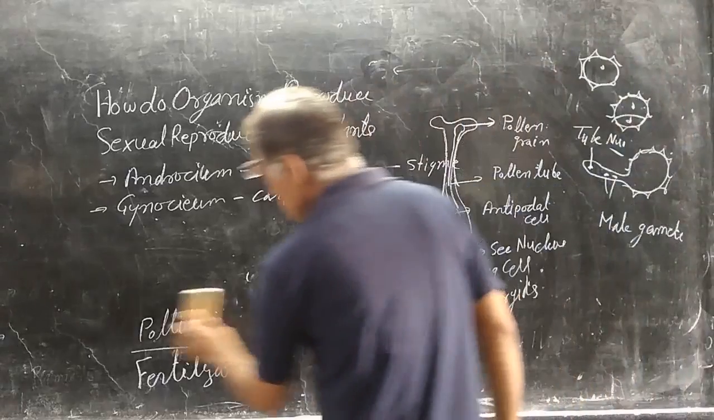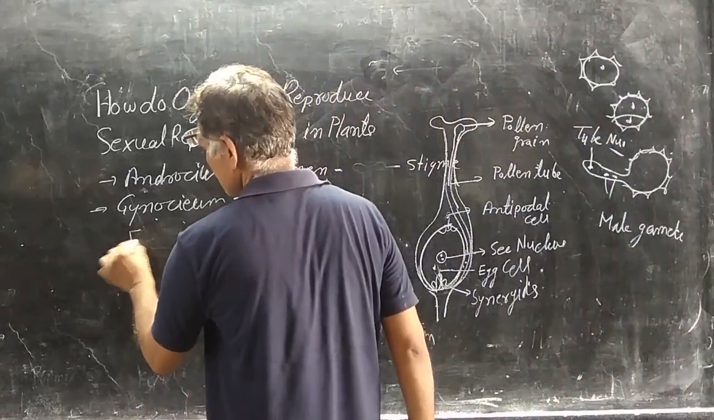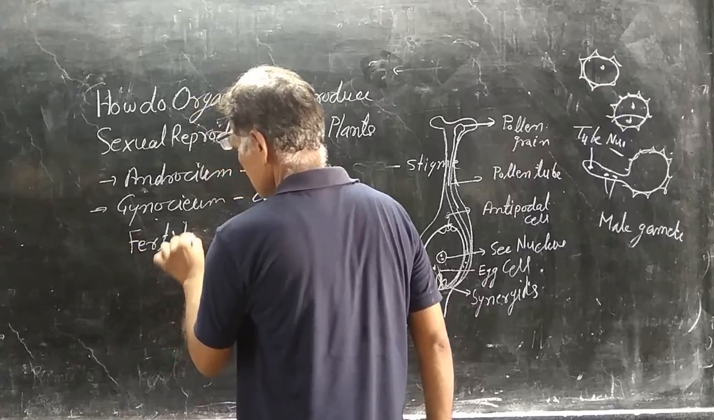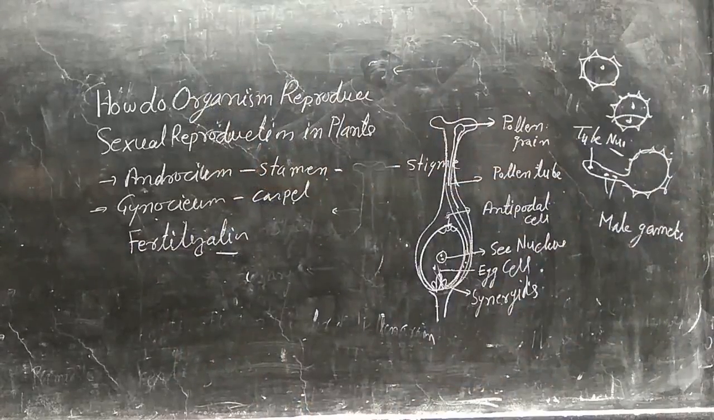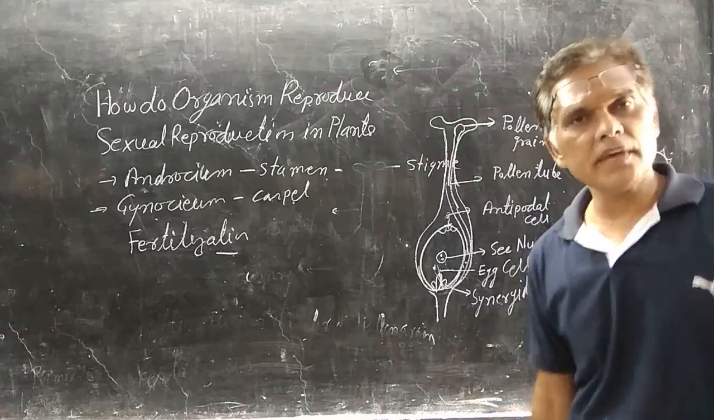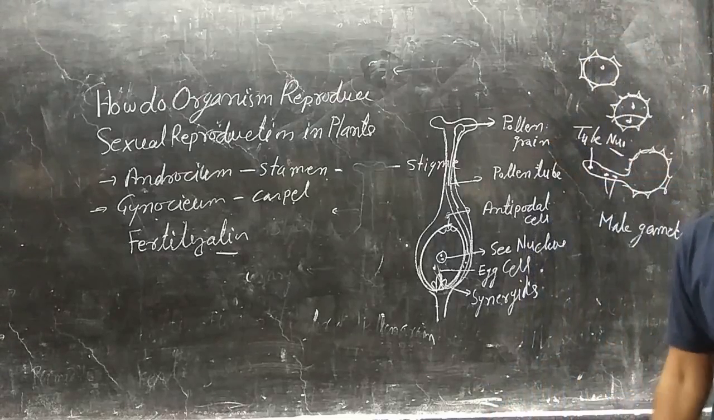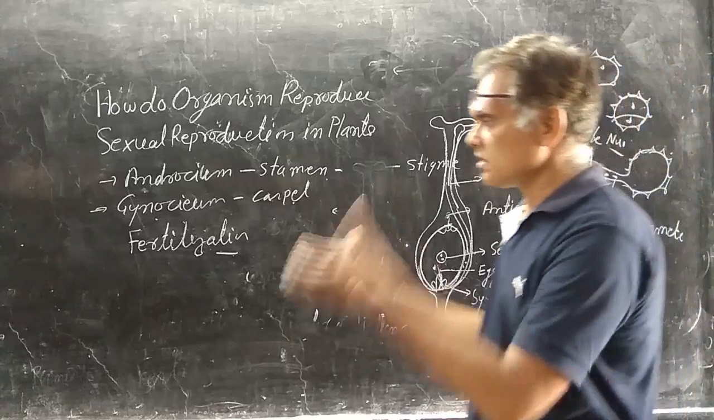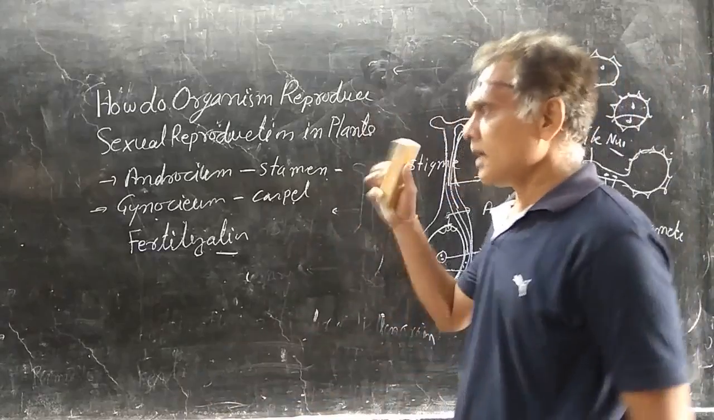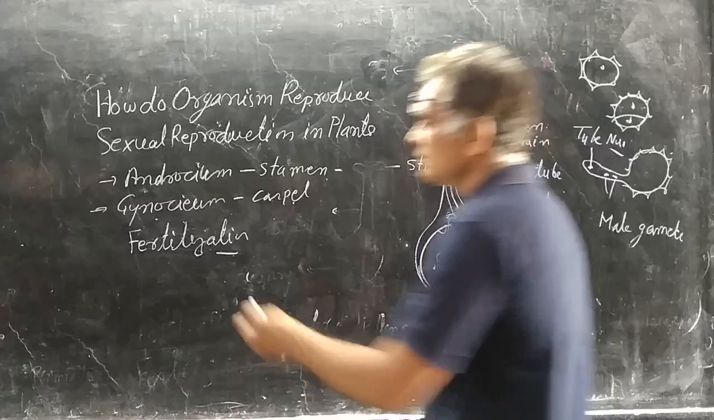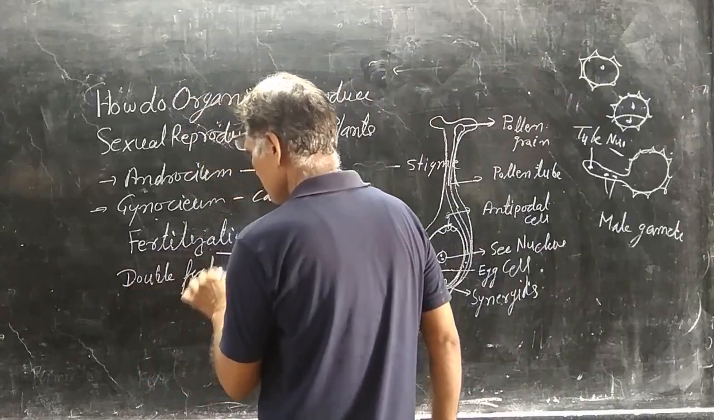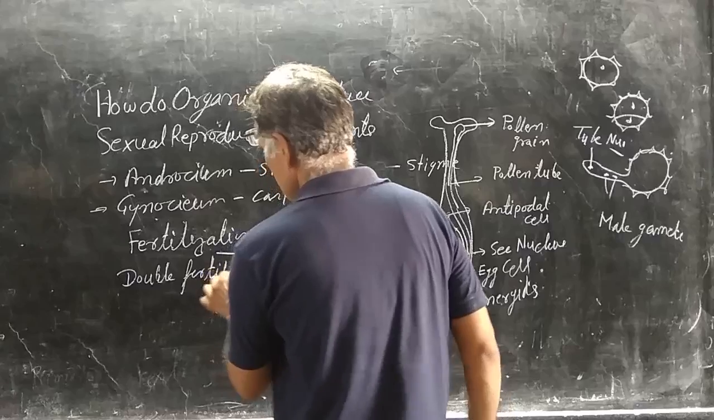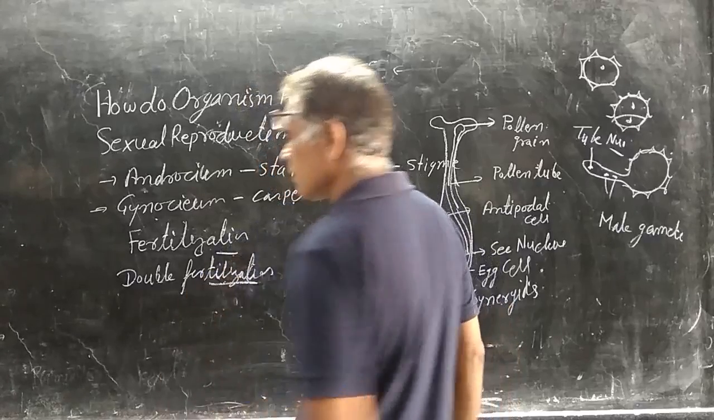So the next process is fertilization. Fertilization is the process of fusion of gametes. That process is known as fertilization. In angiosperms, a unique fertilization occurs, known as double fertilization. What is double fertilization?